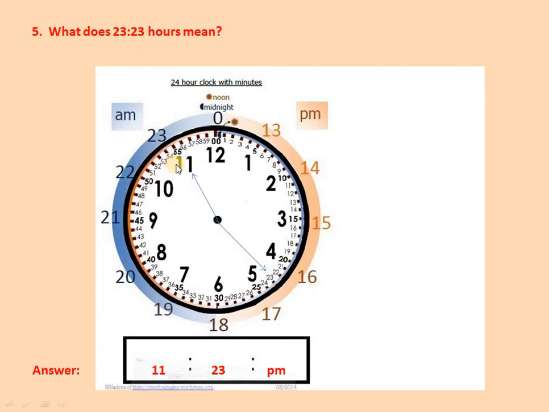After that, we are going to see what 23 hours means. So go back to the number where 23 is written. 23 is written in front of 11. So 11 and 23 minutes. This second 23 means minutes. So we will go to 23 over here, on the minute side. So you will find 11, 23. So it is PM.